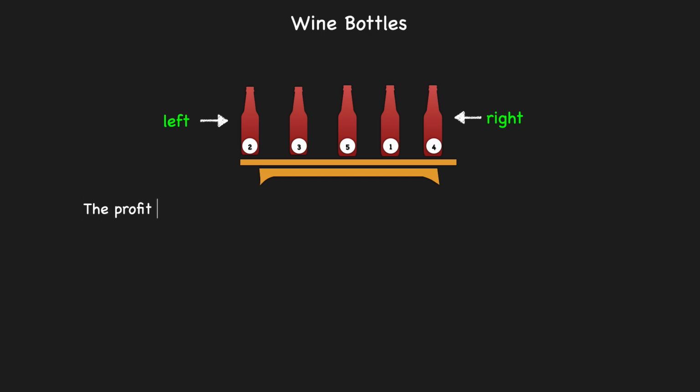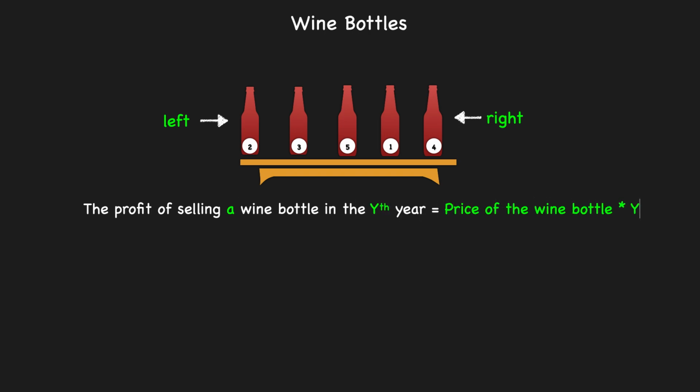The profit of selling a wine bottle in the Y-th year is equal to the price of the wine bottle times Y. So for example, in the first year, if I decide to sell the bottle from the left, the price will be 2 times 1 equal to 2, making it a total profit of 2. In the second year, if I choose to sell the bottle from the right, the price will be 4 times 2 equal to 8. And adding this to the previous profit of 2, the total profit will be 10.